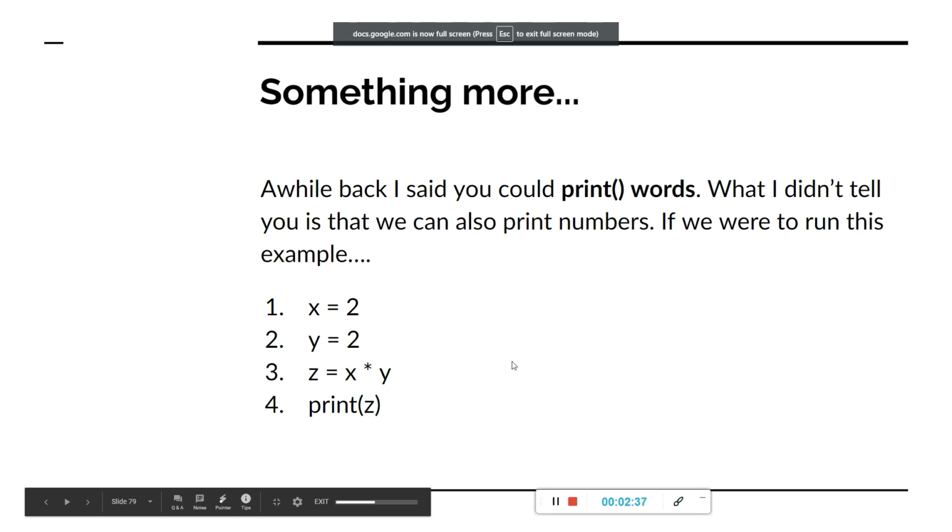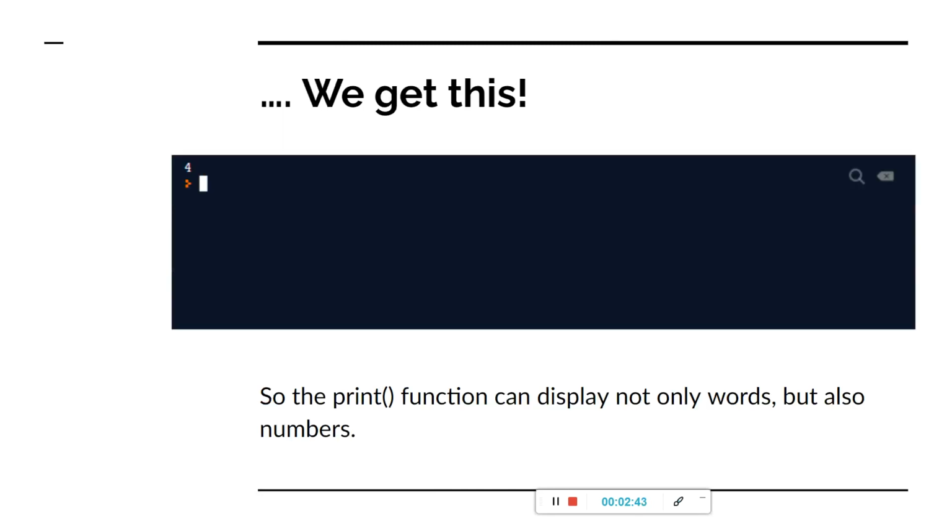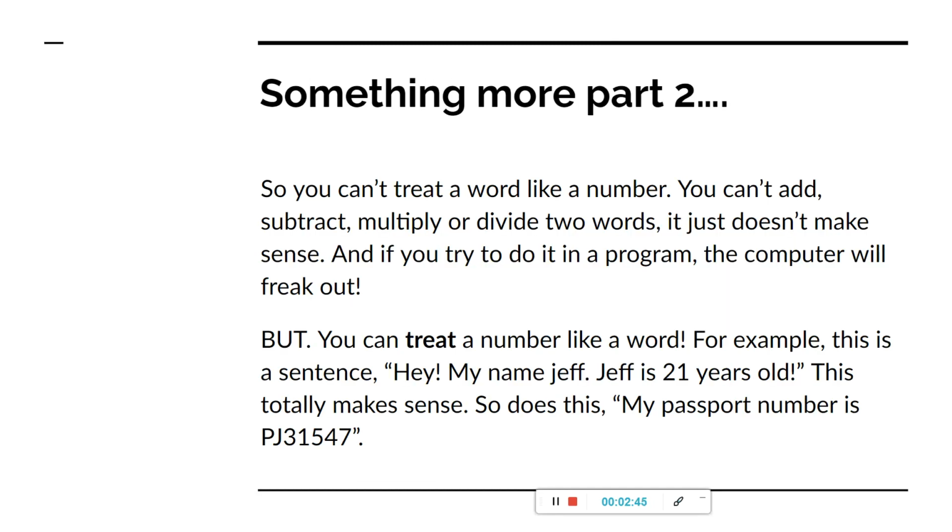So the point is, you can print, you can display numbers, and you can also display words. But I want you to remember, you can't treat a word like a number for computers. Computers need to be told that something is either a word or a number. Also remember this, you can't add, subtract, multiply, or divide two words. It just doesn't really make sense. And if you try to do it in a program, the computer will freak out. The program will not work.